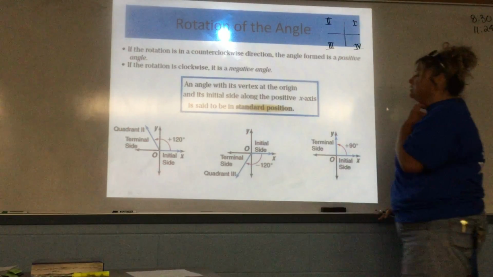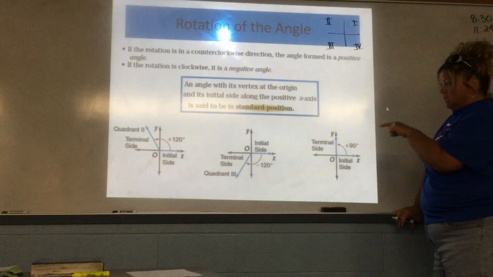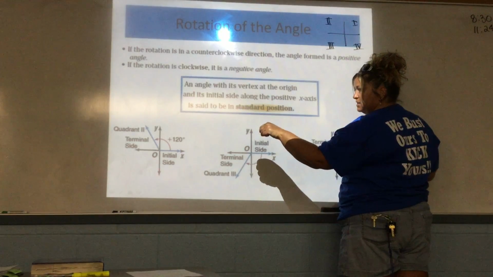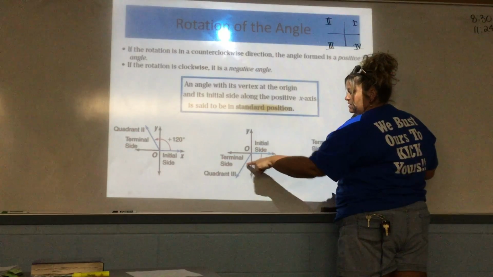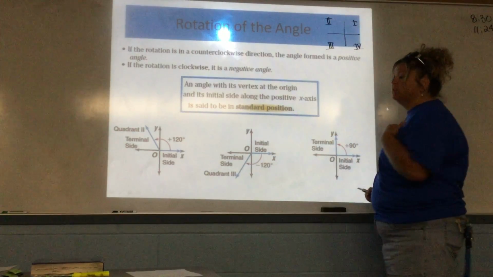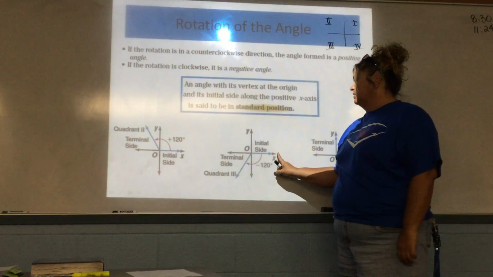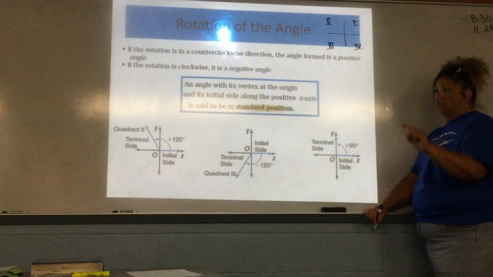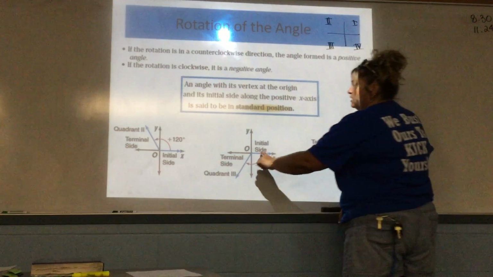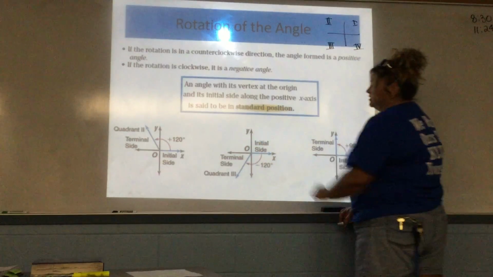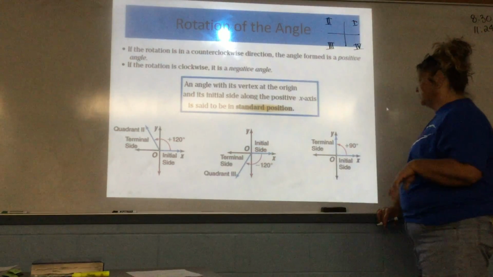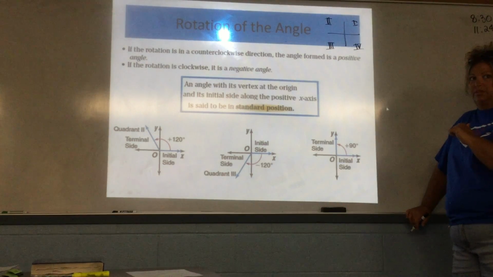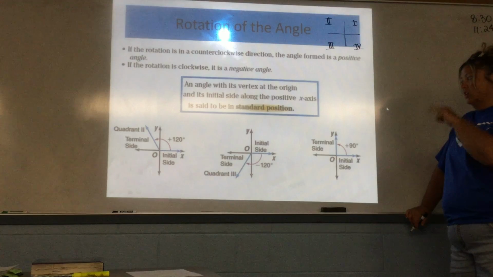Okay, all right, so the initial side in this one can go the opposite direction. So counterclockwise is going to be positive, clockwise is going to be negative, okay? If you look at our unit circle, it starts at 0, 90, 180, 270, and back to 360. Kind of like the way you run a track, you're going to run that direction. The minute you go in the reverse opposite way, that's going to be negative. So initial side, terminal side, standard position. All of these are in standard position.